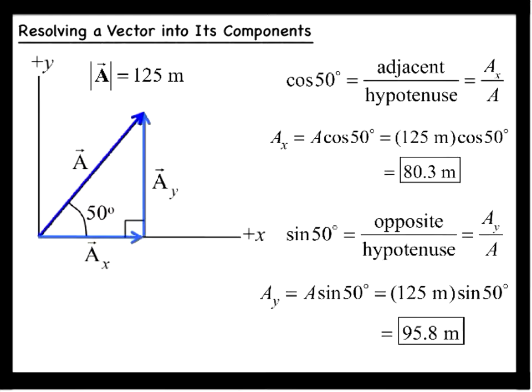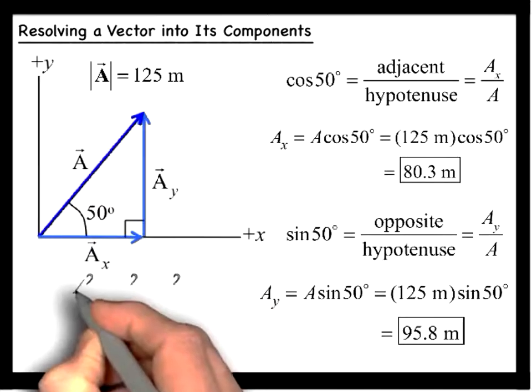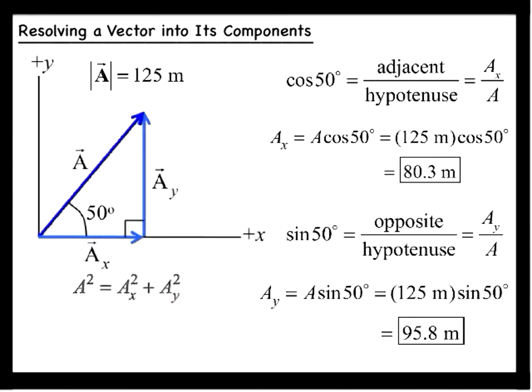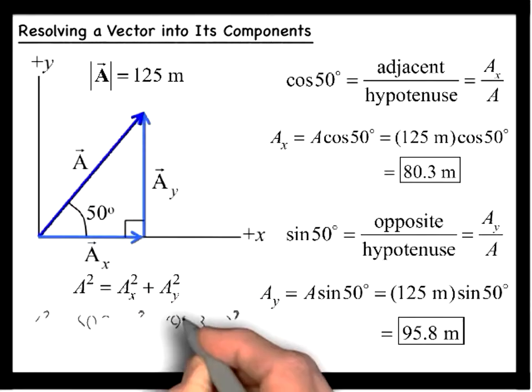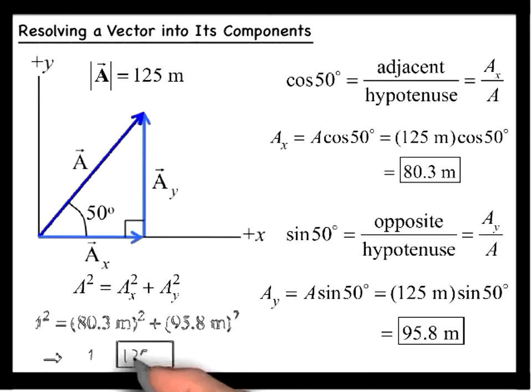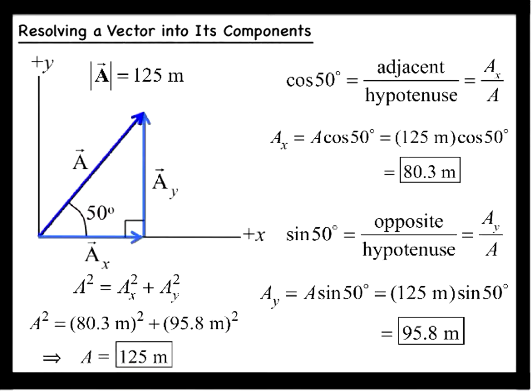Since the components A sub x and A sub y and the original vector A form a right triangle, we can use the Pythagorean theorem to verify the magnitude of A is indeed 125 meters. Using the Pythagorean theorem, we have A squared is equal to A sub x squared plus A sub y squared, or A squared is equal to 80.3 meters squared plus 95.8 meters squared. Solving for the magnitude of A, we calculate a value of 125 meters, in agreement with the original value.